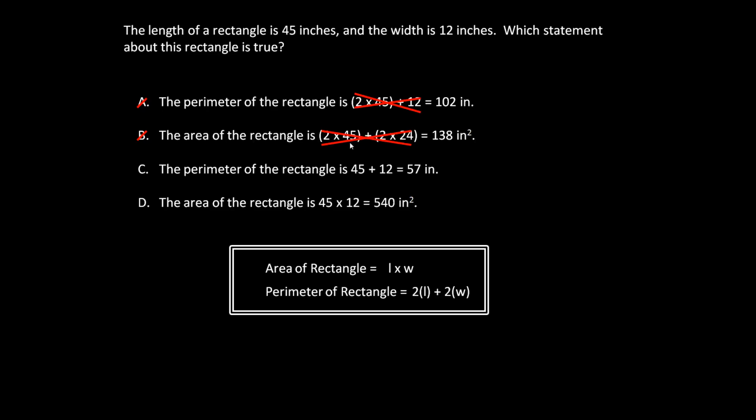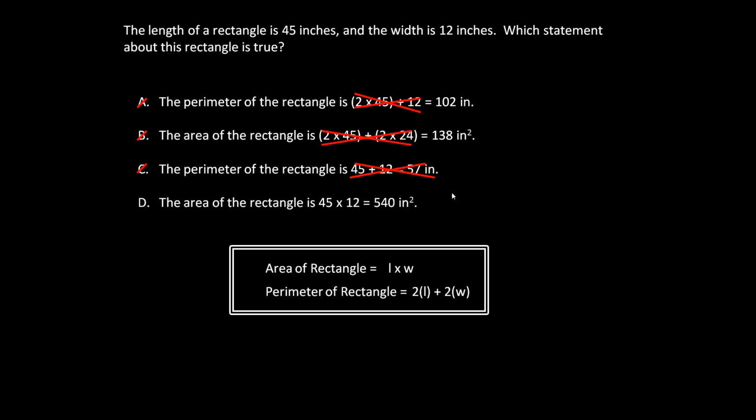Let's take a look at C. The perimeter of a rectangle is 45 plus 12 equals 57. Okay, well, the math may be right, but the problem is, if you look at the equation for perimeter, it's 2 times length plus 2 times width. I don't see any multiplication going on here. So this one's definitely wrong. Doesn't work. So C is incorrect.